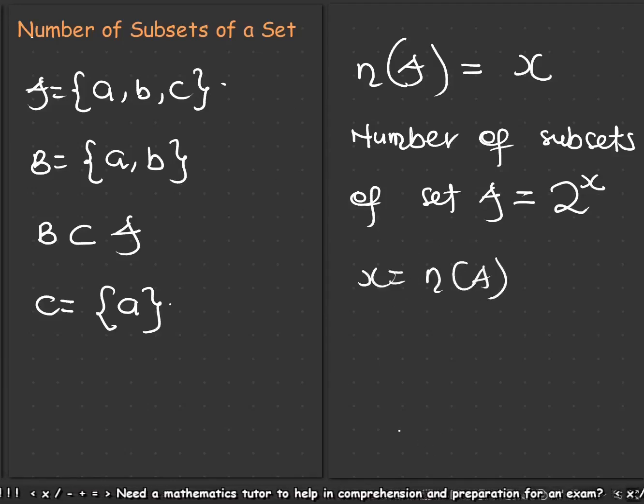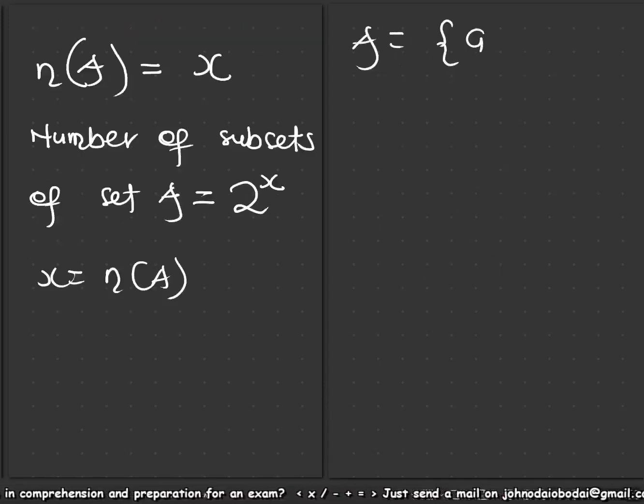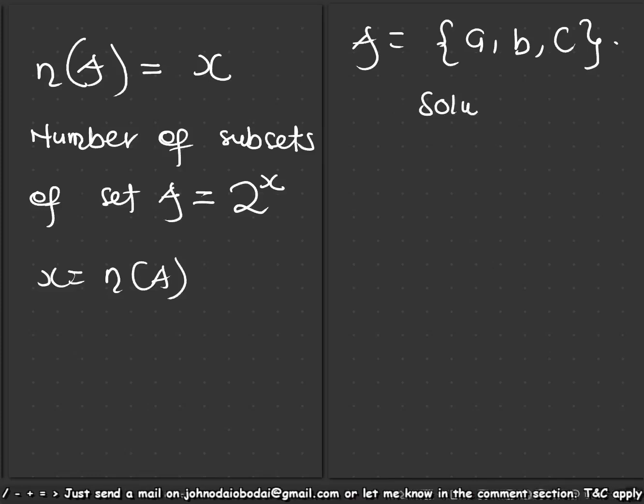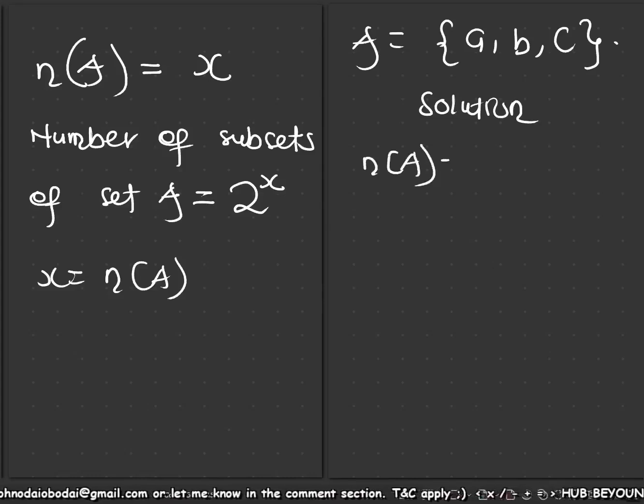Let's come back to the set A that we wrote, set A being equal to A, B, and C. If we are asked to find the number of subsets this set A is going to have, then we know that the cardinality of A, the number of elements, is 3.